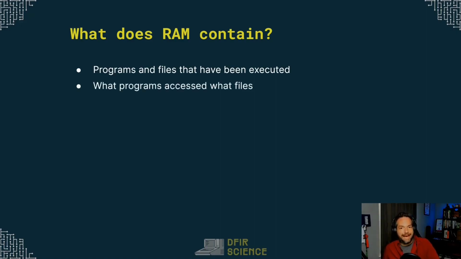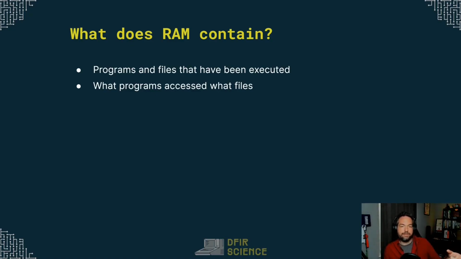What programs accessed what files? So this is very interesting because, especially for malware analysis, RAM is used a lot for malware analysis, but what programs access what files? If we have a suspect that says that they've never seen a particular file before, but then we have a copy of RAM, we can see what programs accessed what files.